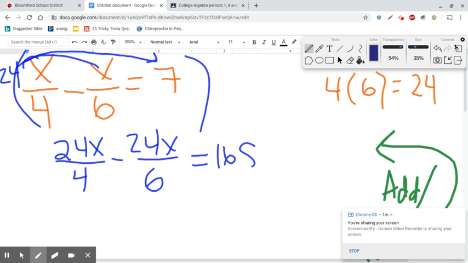Guys, use your calculators. I also put a calculator link on Google Classroom, so if you need one to download, you can.